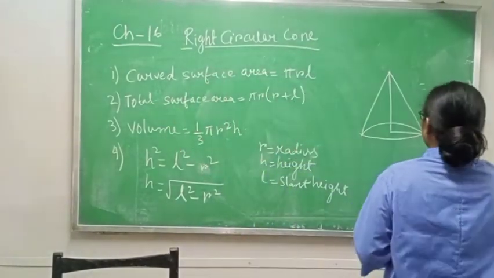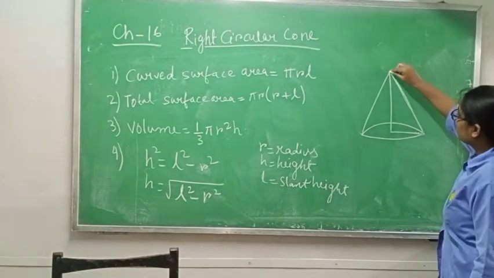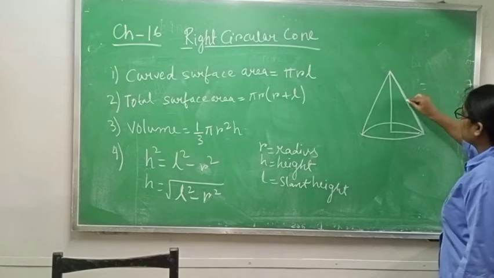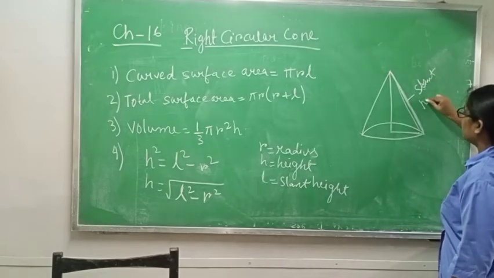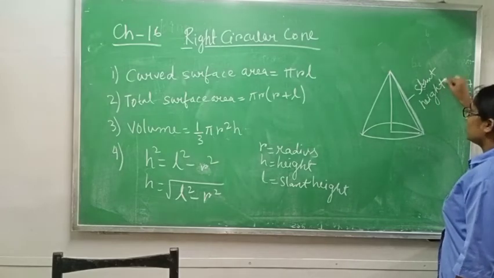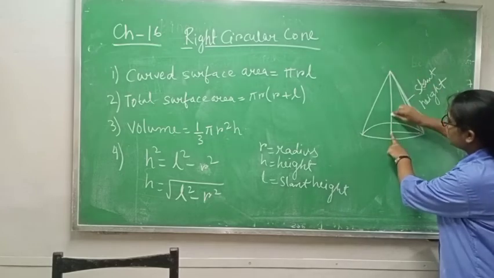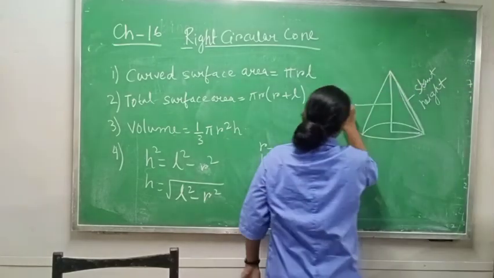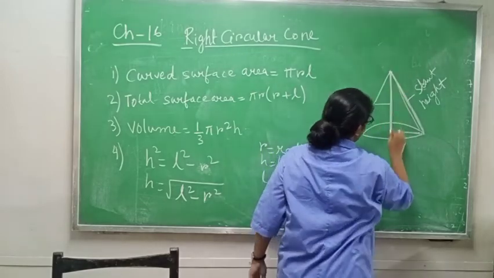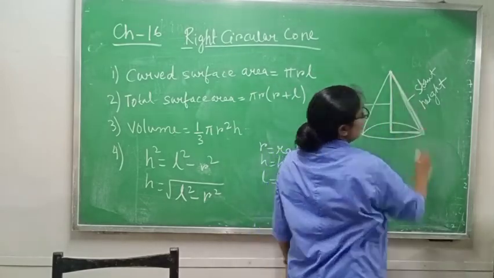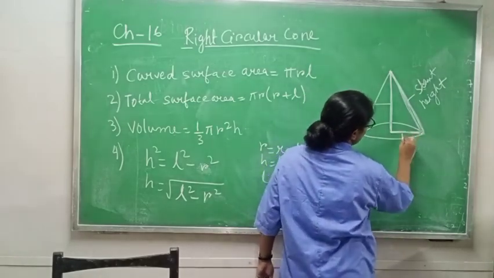Now see this cone. This one is known as the slant height. This one, from this tip to this point, is known as the height, H-E-I-G-H-T. If you see, this is also looking like a right angle triangle. And from here to here, this one is radius.